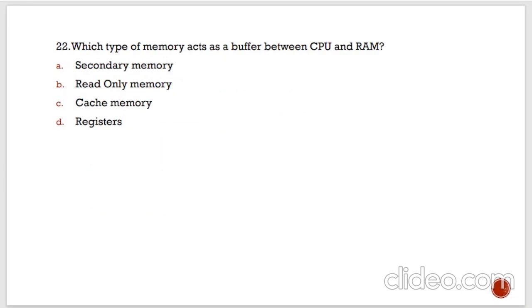Okay, which type of memory acts as a buffer between CPU and RAM? Whenever the CPU needs data, first it will check the cache for frequently used data. If it doesn't get the data from the cache, then it will go to RAM, that is main memory. So which is acting as a buffer between CPU and RAM? The cache memory is acting as a buffer between the CPU and RAM.